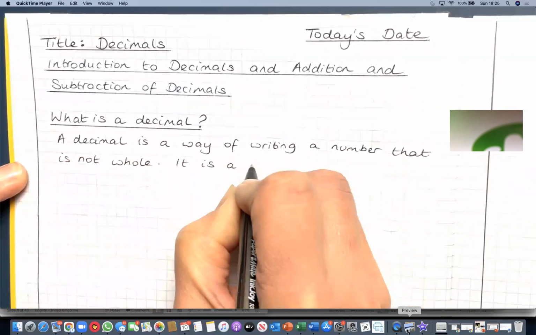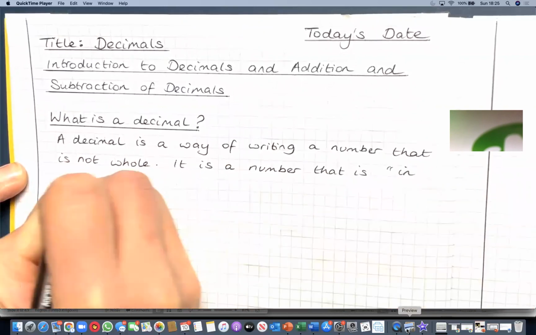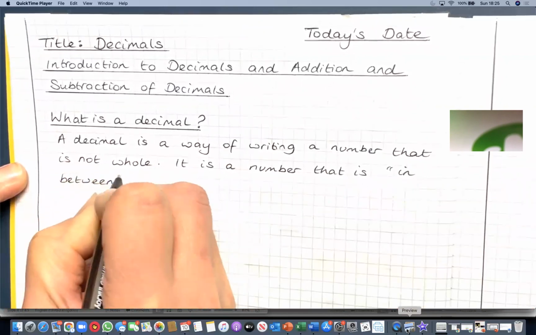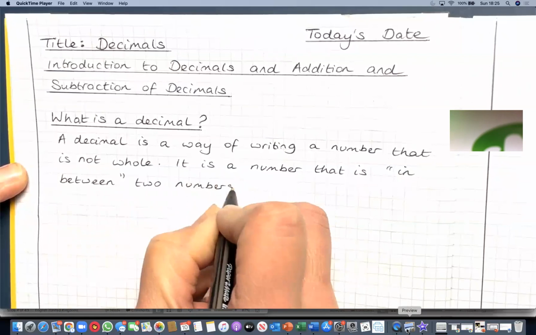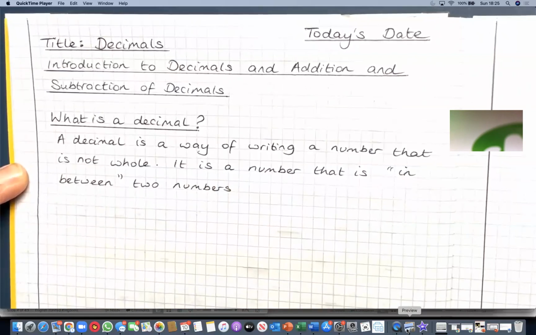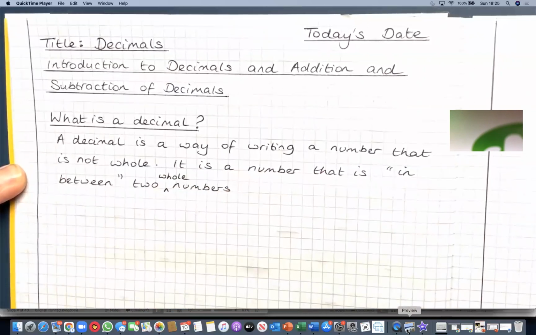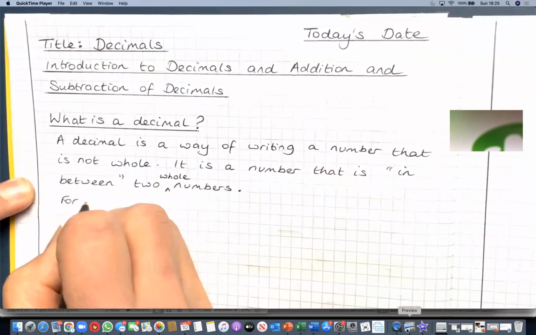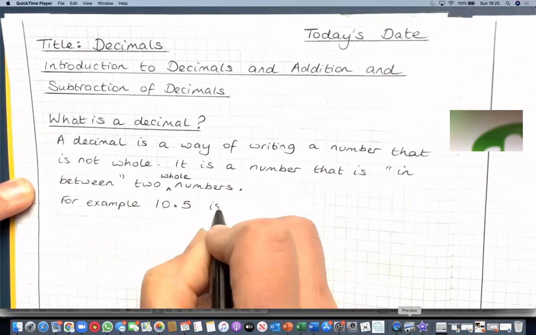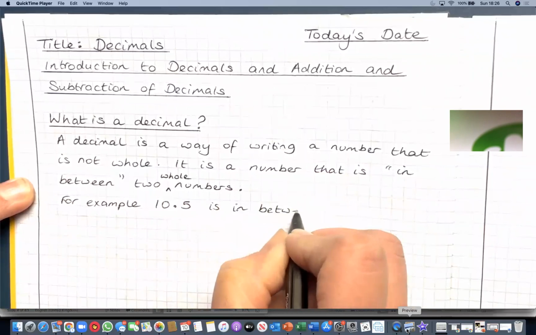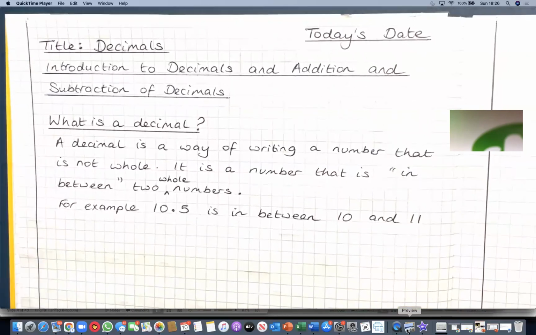It is a number that is in between two whole numbers. And so it's a number that is in between two whole numbers, apologies, in between two whole numbers, okay? For example, 10.5 is in between 10 and 11, okay? First key point of the day.